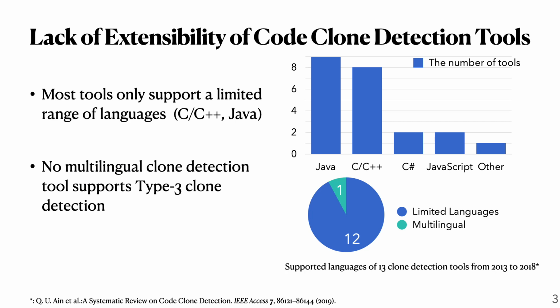However, the existing code clone detection tools are not extensible enough. Most code clone detection tools only support a limited range of languages like C, C++, and Java. And most tools do not provide a mechanism to support new languages. Users cannot make these tools support a new language without modifying the source program. Furthermore, none of the code clone detection tools can support both multilingual mechanisms and Type 3 level clone detection.